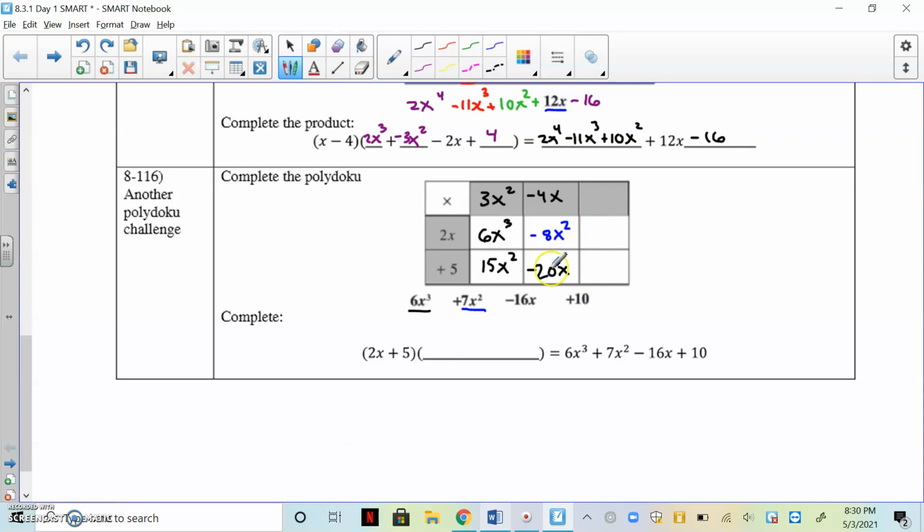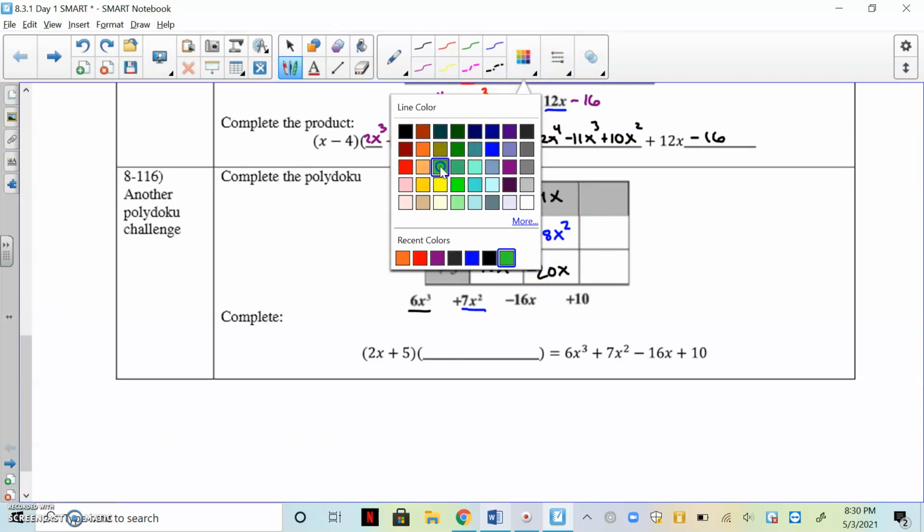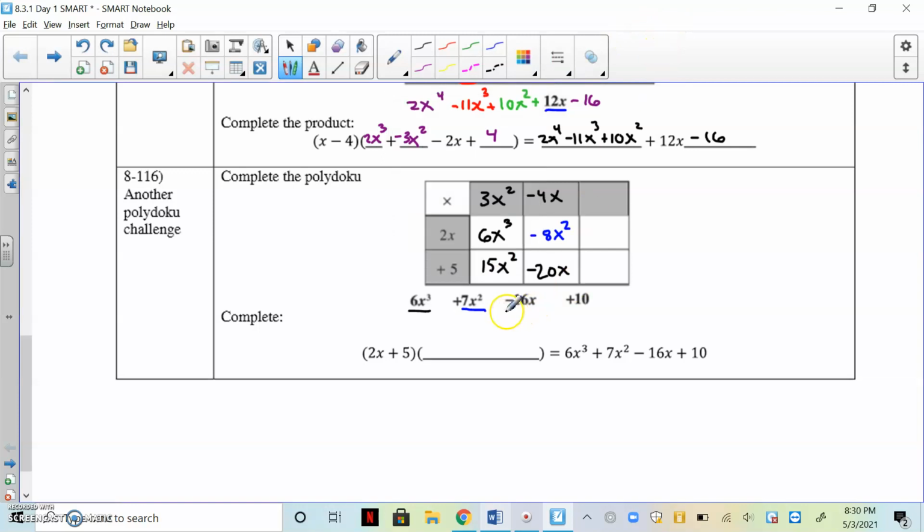And again, we've run out of information, but we can use this negative 16x. This tells us that these two boxes should add up to negative 16x. So if I'm at negative 20, I have to ask myself, what do I need to add or subtract from this to get to negative 16? And the answer to that would be we need to add 4x. So we'll put a positive 4x here. So 2x times what equals 4x? That would be 2. And then 5 times 2 is 10.